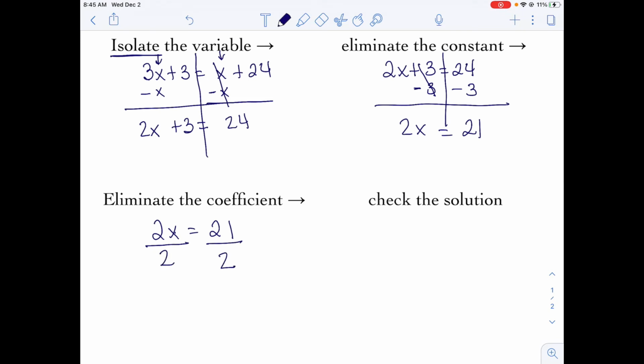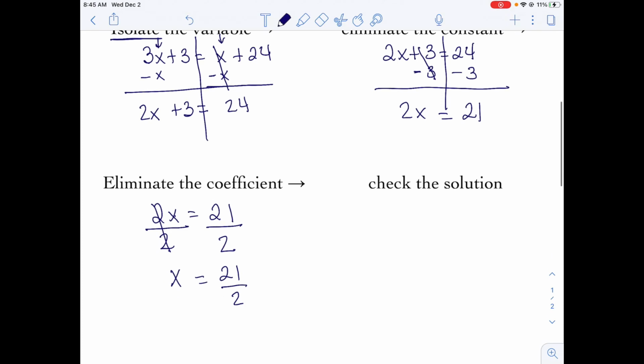Dividing by 2. 2 divided by 2 is 1. So I'm left with just 1x. And 21 divided by 2 is what I'm left with. Now, this is not a whole number solution. This is a fraction. We know that 2 can't go into 21 evenly. We would get a decimal. So we can leave it as an improper fraction.